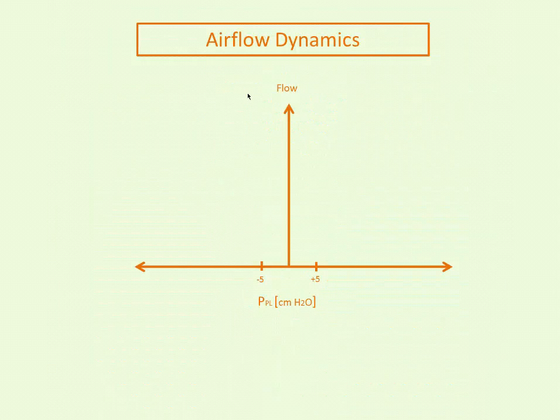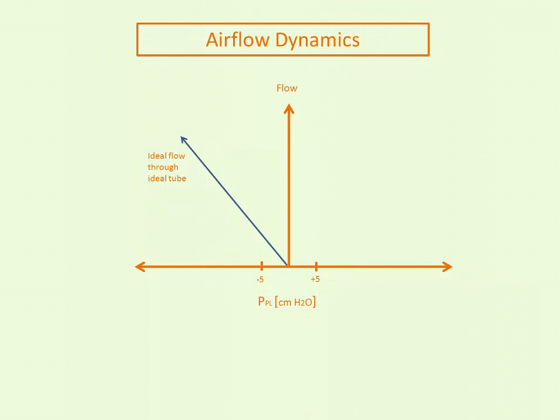So this is a cartoon graph of airflow dynamics in the lungs, and again, this is not the Campbell diagram. Please do not mix up the axes here. While the x-axis here remains pleural pressure, the y-axis here is airflow. It is not lung volume. This is a totally different graph, so keep that in mind.